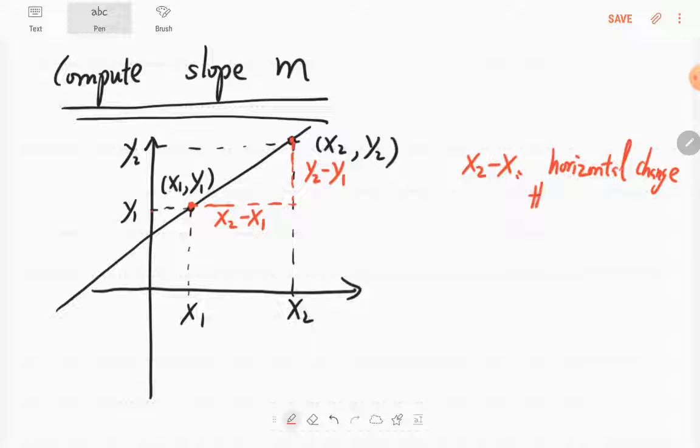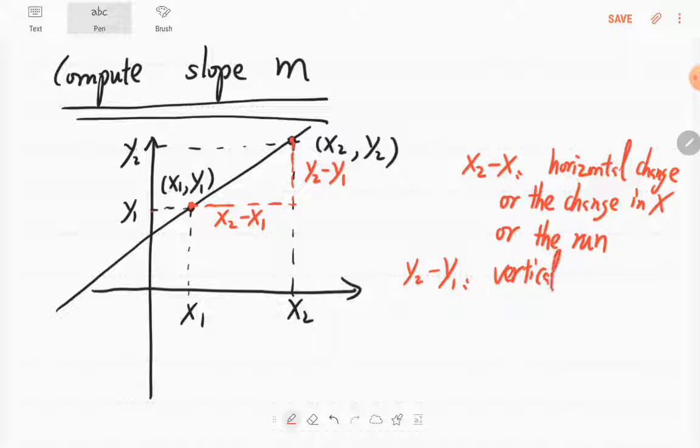Or the change in x, or sometimes we call it the run. y2 minus y1, which is called the vertical change, or we call the change in y, or we call the rise.